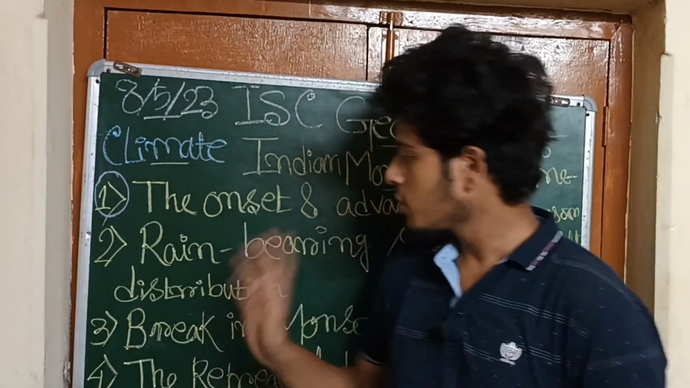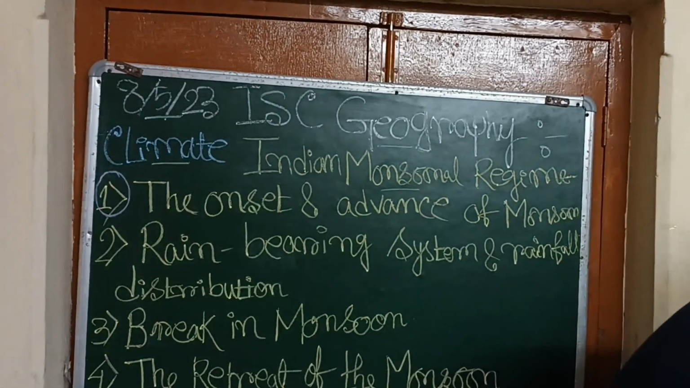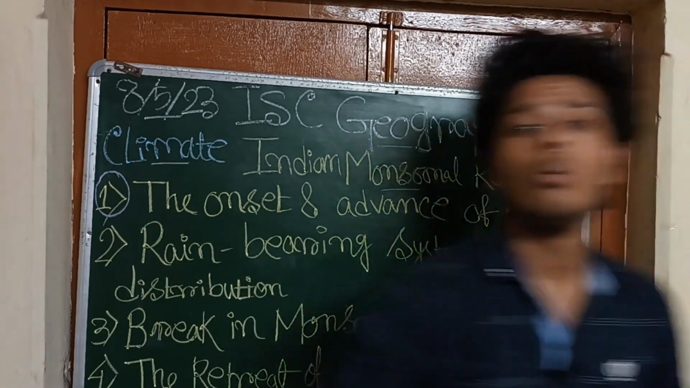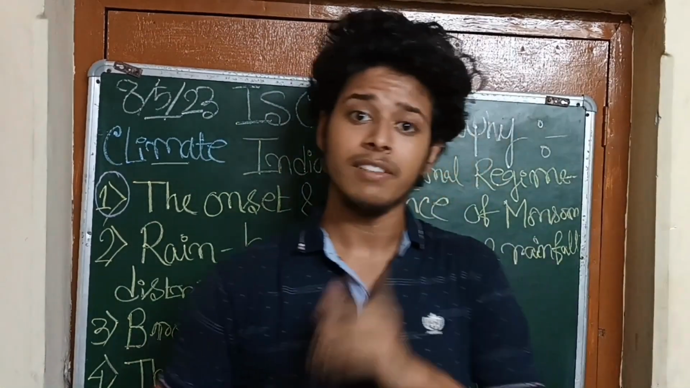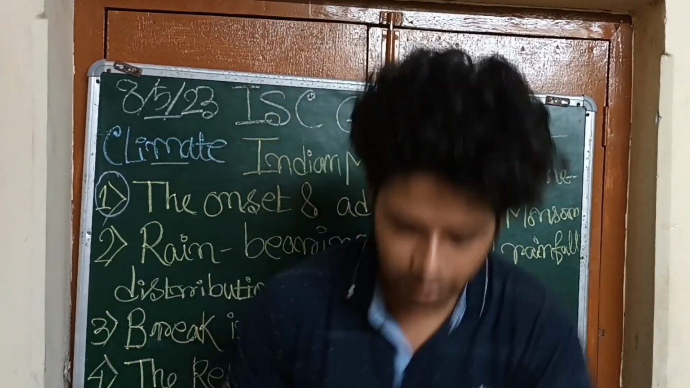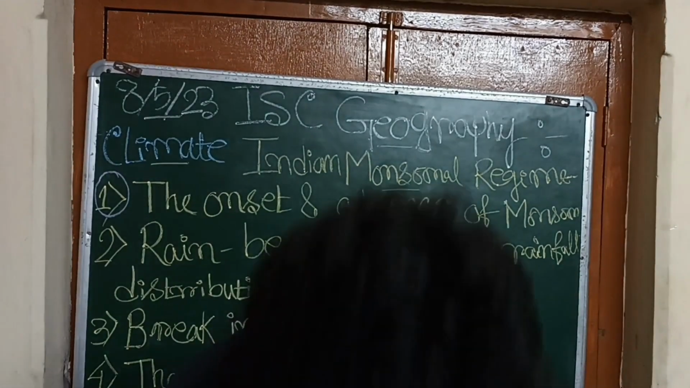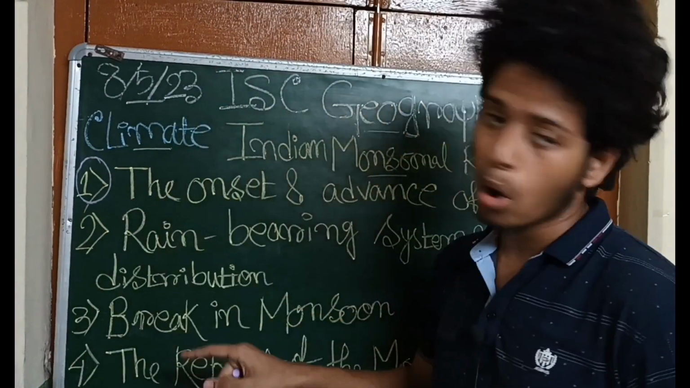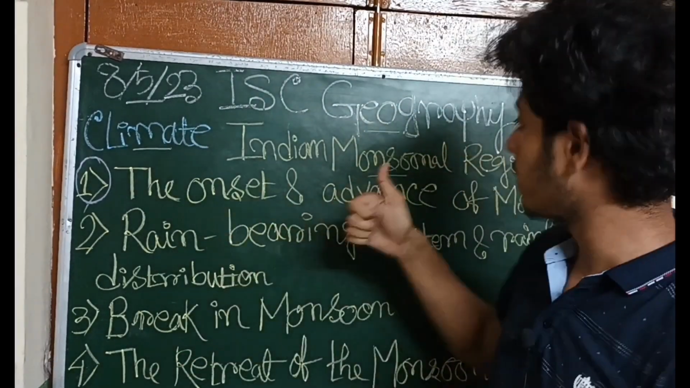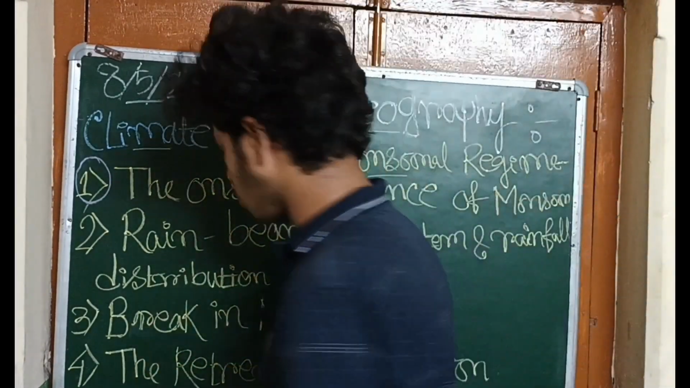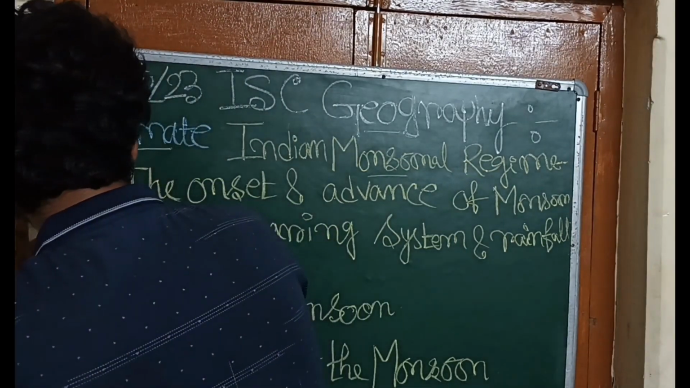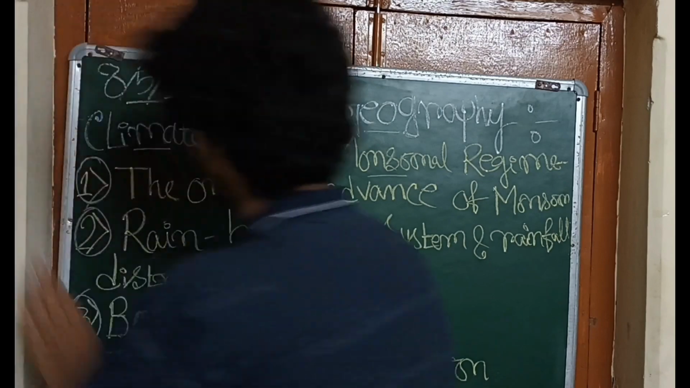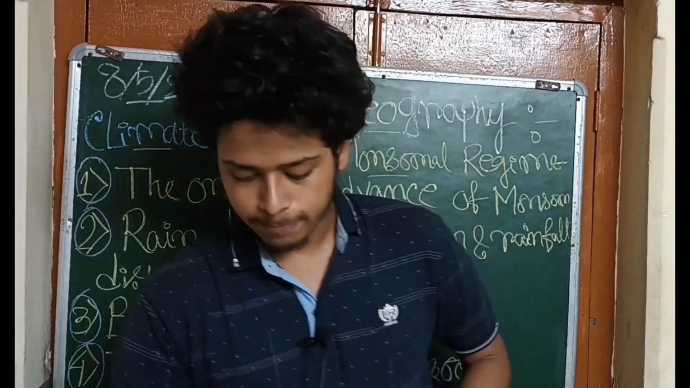So the topics we have covered already. In the next class I will move on to the next topic, the rhythm of seasons. We have covered all of the parts and subparts of the Indian monsoonal regime. So let me mark it. Yes, we have done it.